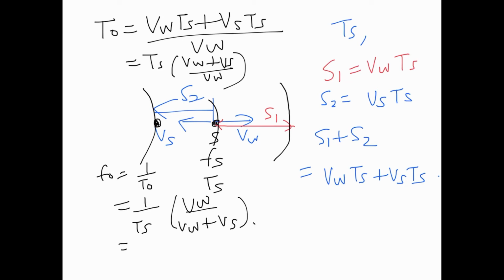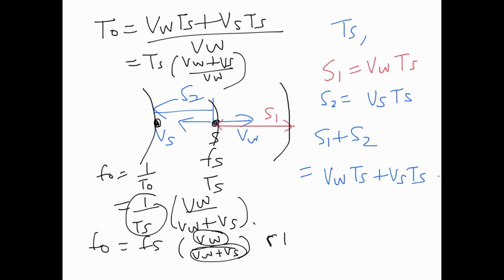1 over Ts gives you the frequency of the source, so you multiply by Vw over Vw plus Vs. And since Vw over Vw plus Vs is less than 1, your observed frequency will be less than your source frequency. So that is how you derive this formula.